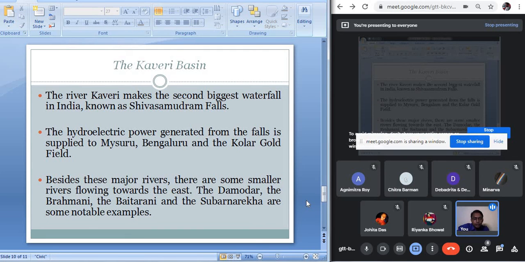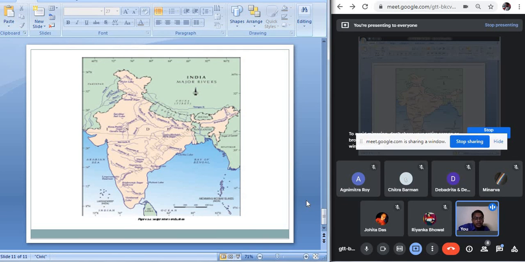So in your book also you can see this map. From this map you can see the different rivers, the places from where they originate, and they flow in different directions. Most of the rivers of our country drain their water in the Bay of Bengal, and only a few drain their water in the Arabian Sea. Around 77% of the water of our country which flows through the rivers is drained in the Bay of Bengal, and around 23% is drained into the Arabian Sea.